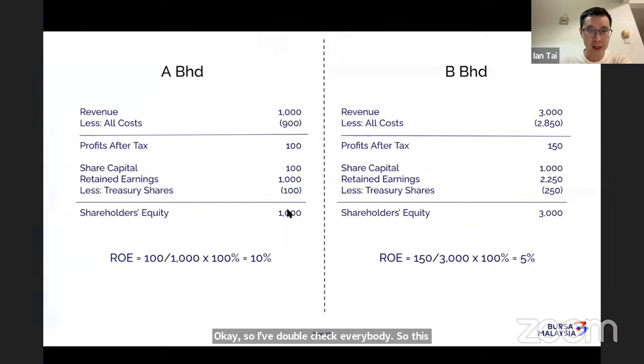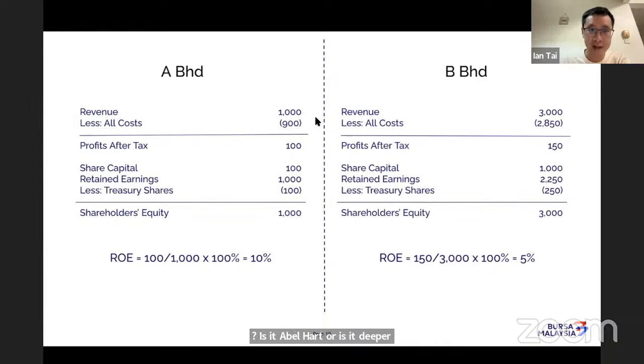So we have A Berhad, 100 divided by 1,000 times 100% equals 10%. B Berhad, 150, but despite making more in terms of quantity of profits, it takes more equity in order to make this. Therefore, the return on equity is just 5%. So between the two, which of the two companies do you prefer? Is it A Berhad or B Berhad in terms of return on equity?